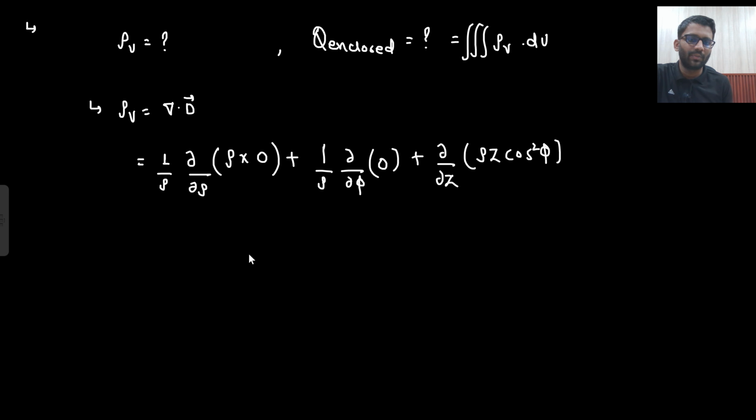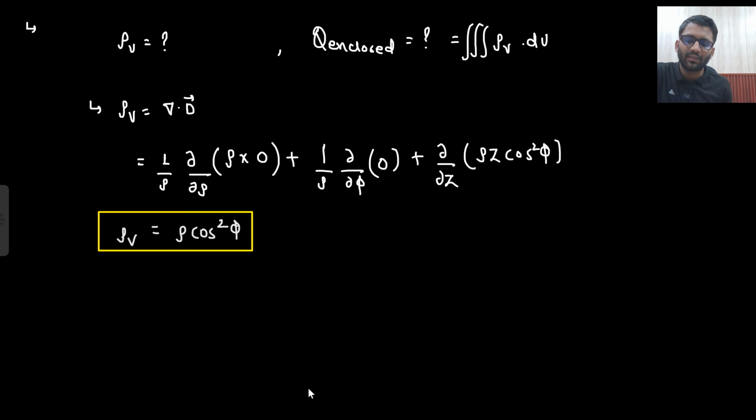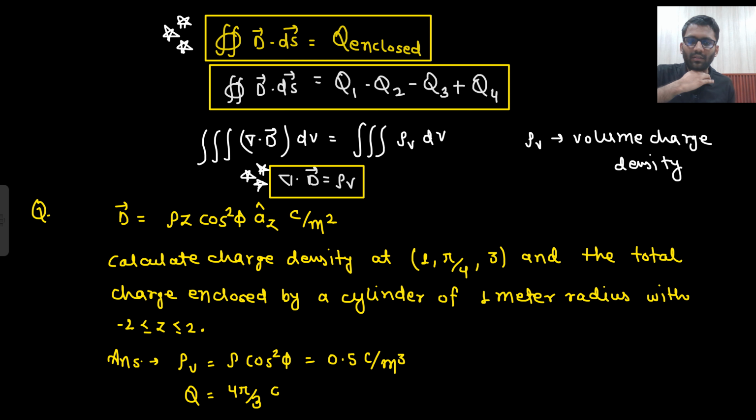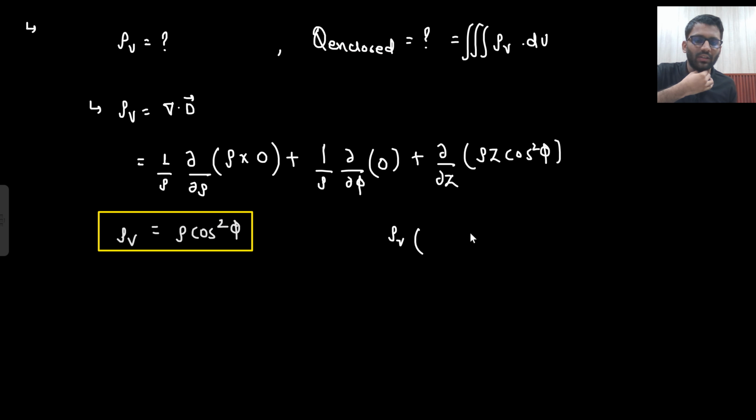So this will be 0 only, this will come into action, which will be equal to rho cos square phi. This is your rho v. Now at a certain point they are asking, what will be your rho v at (1, pi by 4, 3)?